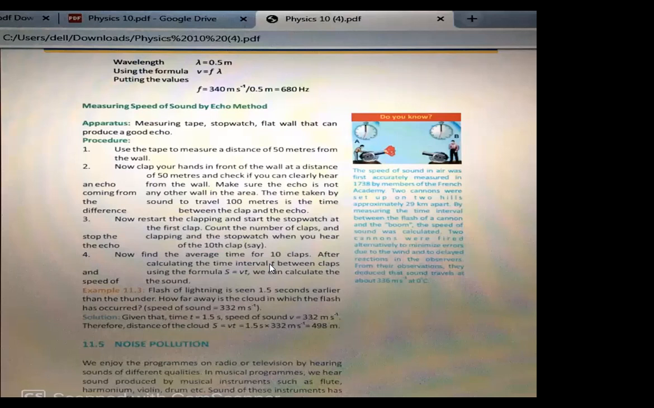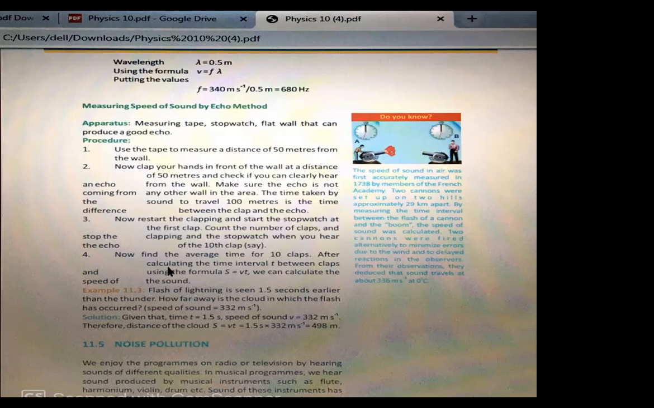For instance, when we did the experiment of a simple pendulum, we take 10 vibrations. We could take one vibration as well, but one vibration is not perfectly accurate. So we take the 10 vibrations and then we take the average and we get the accurate result. Similarly, you take the time for the 10 claps and take the average and you will get the accurate time.